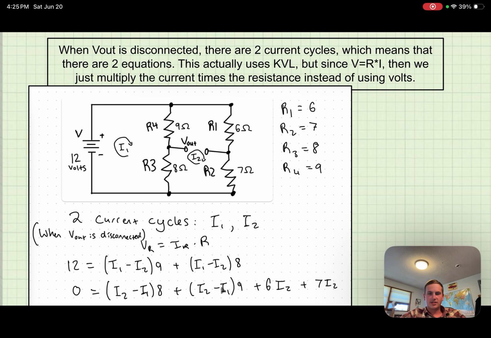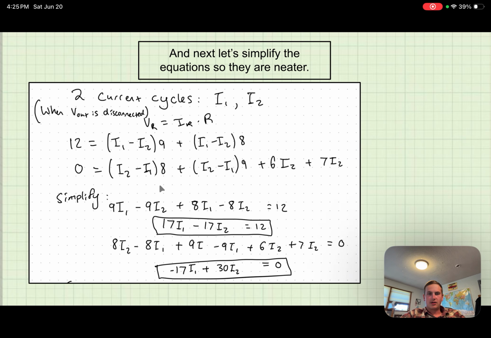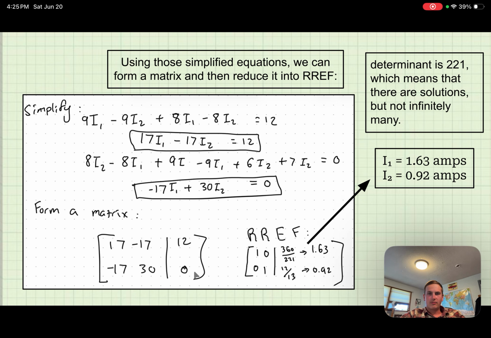Yeah, so we get our 2 equations here all laid out. Let's simplify those and put them into a matrix. So we expanded, we simplified, so these ones look a lot more like the ones you get in a textbook. And then we can throw them into a matrix here on the left. And then we can put it into reduced row echelon form and get our amps. So our amps for circuit, or I guess loop 1 of the circuit is 1.63. And for loop 2 is 0.92 amps.